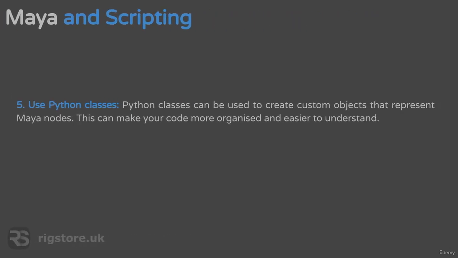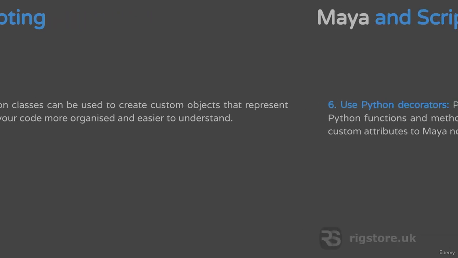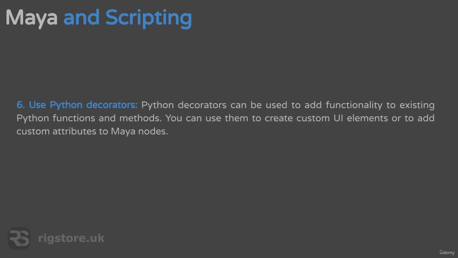Use Python classes. Python classes can be used to create custom objects that represent Maya nodes. This can make your code more organized and easier to understand. Use Python decorators. Python decorators can be used to add functionality to existing Python functions and methods. You can use them to create custom UI elements or to add custom attributes to Maya nodes.